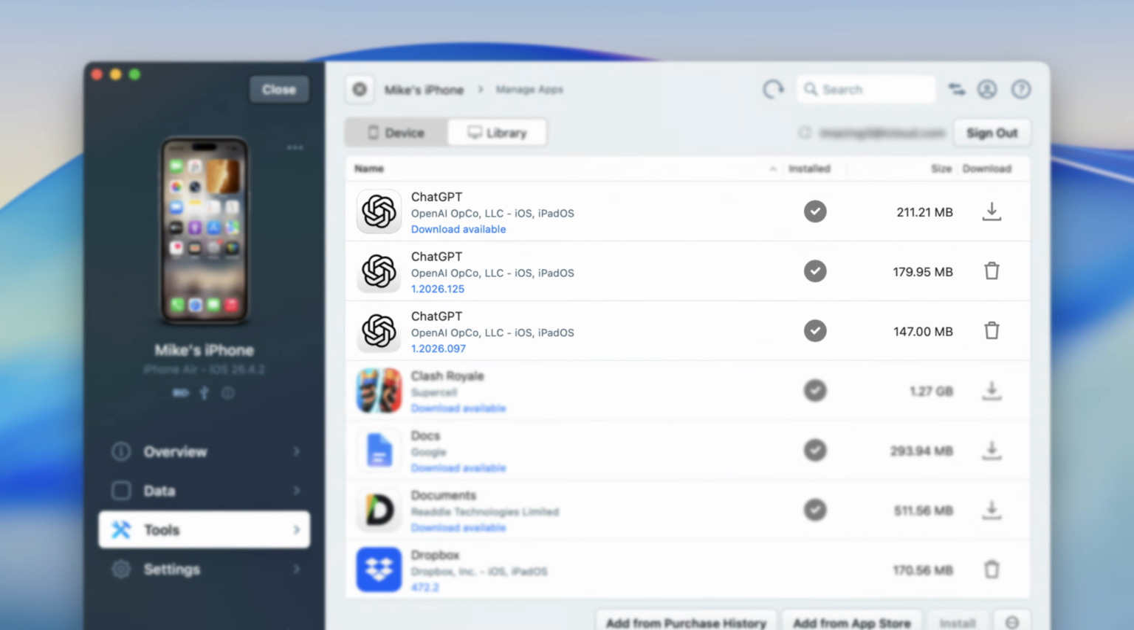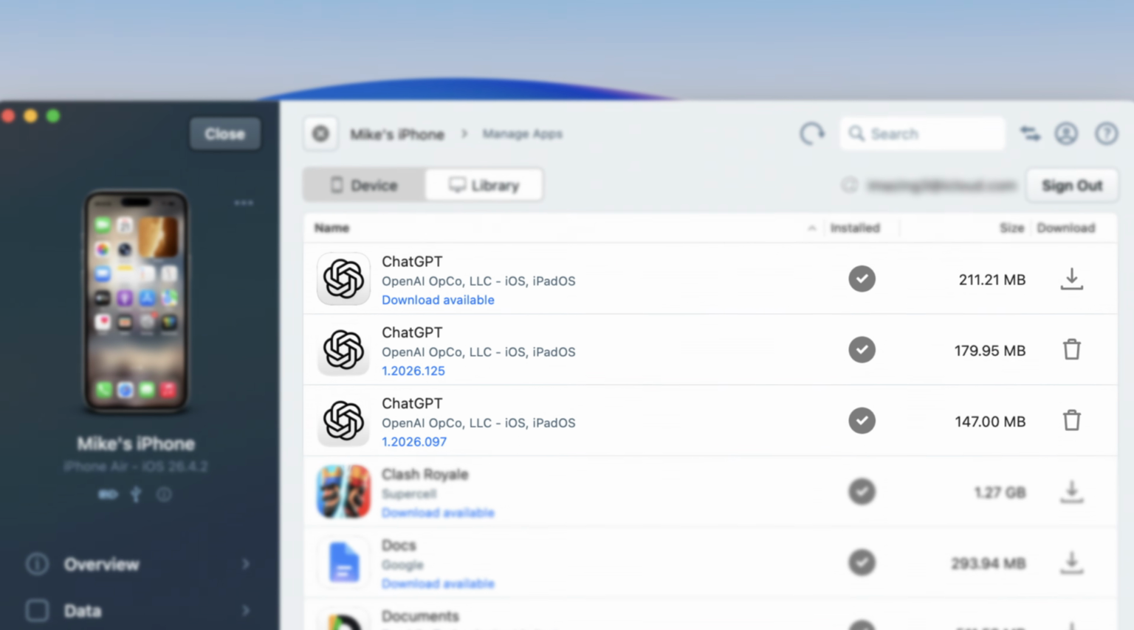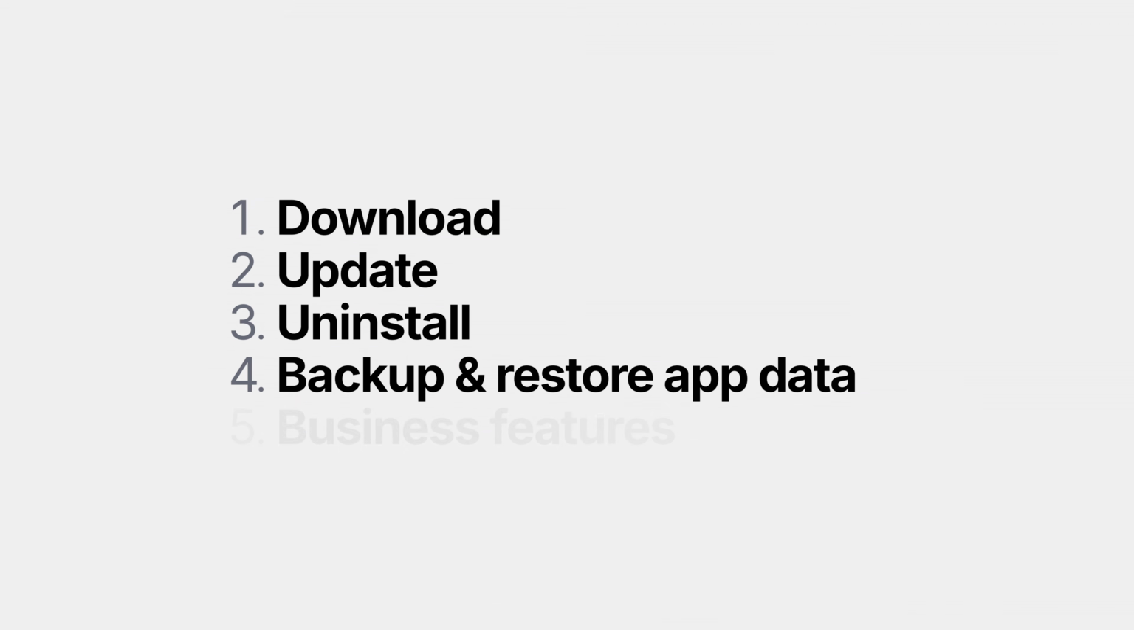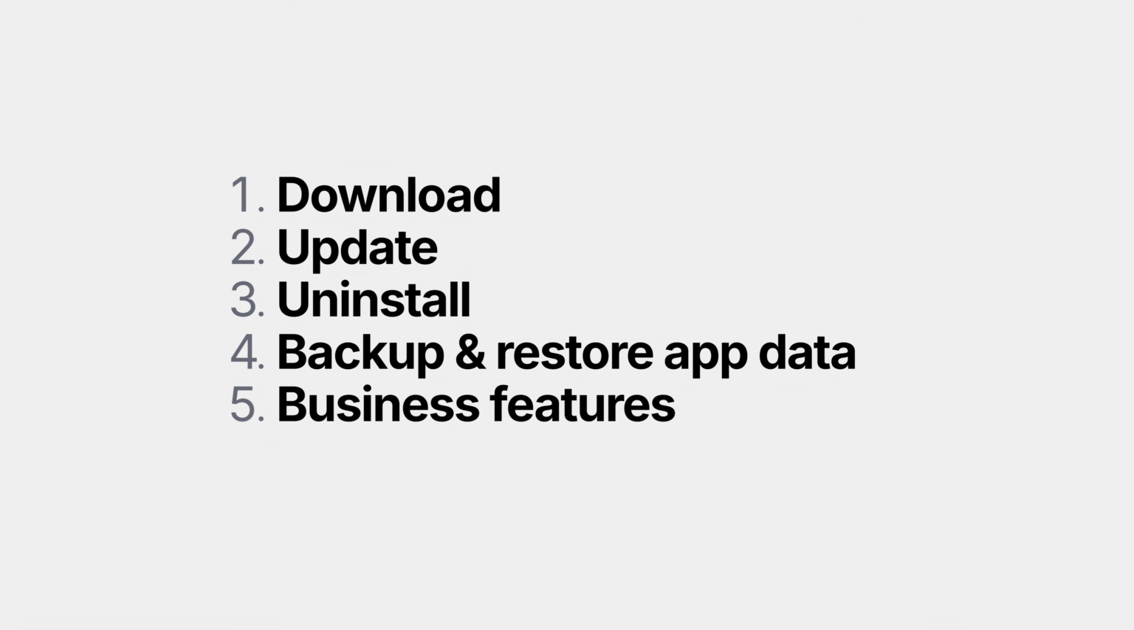You can also store multiple app versions, so you can downgrade to a previous version at any time. It works across multiple devices, and even multiple Apple accounts. In this video, we'll walk through it all. Downloading apps to your library, keeping them updated, uninstalling to free up space, backing up and restoring app data, plus the business features for managing apps at scale.